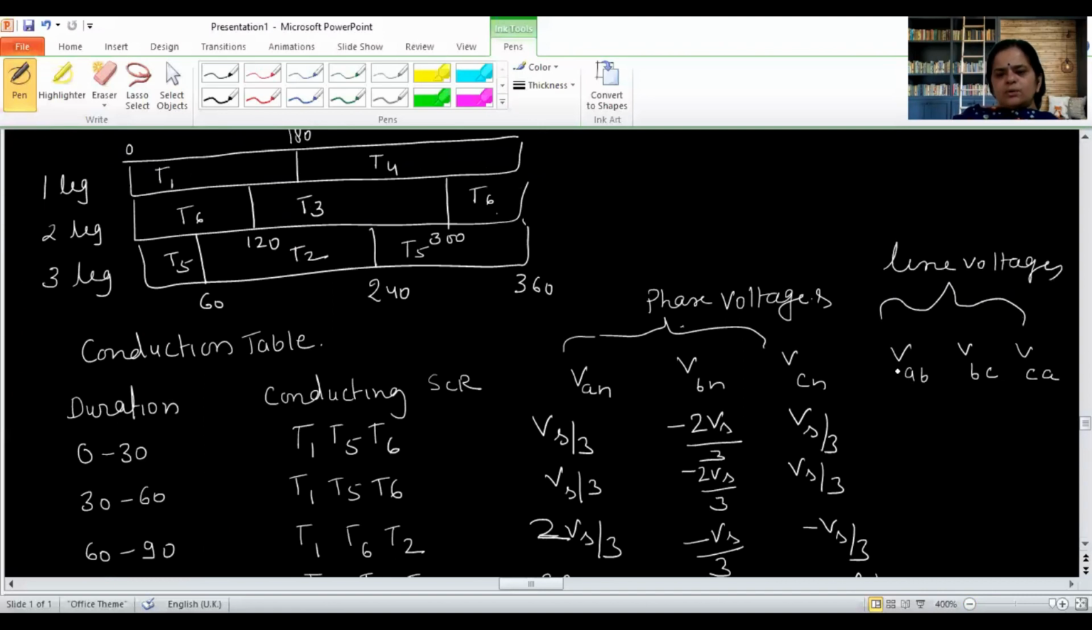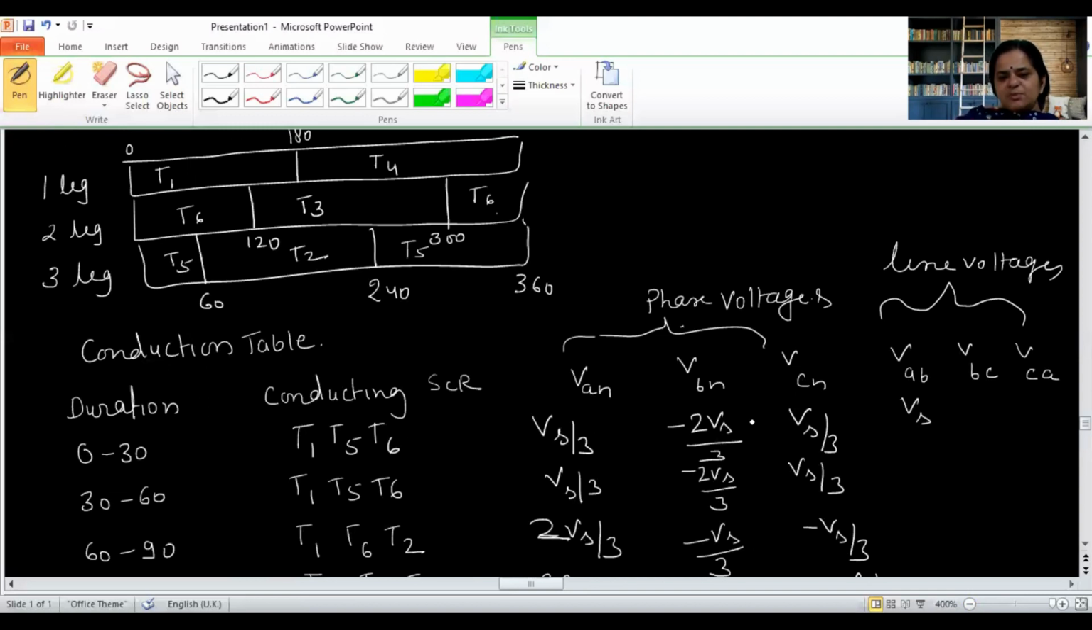Now if you want to calculate VAB, I can calculate VAN minus VBN. So if I subtract VBN from this, what am I going to get? Vs by 3 minus of minus 2 Vs by 3. So what am I going to get? 3 Vs by 3. So that means Vs.